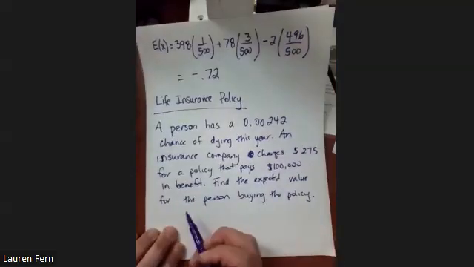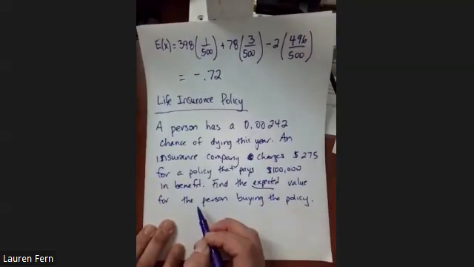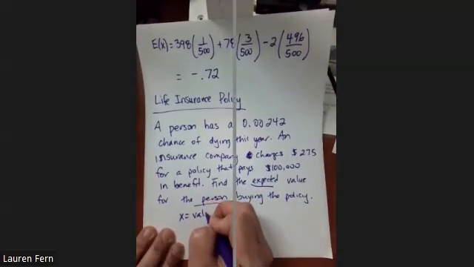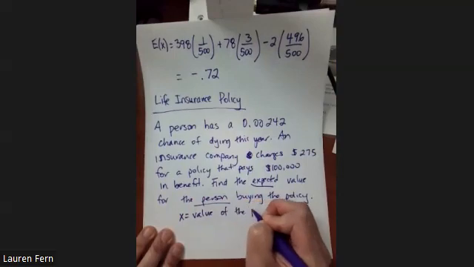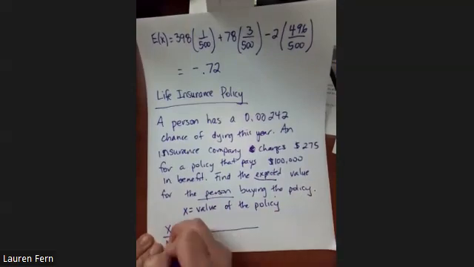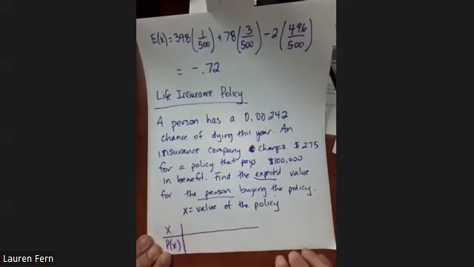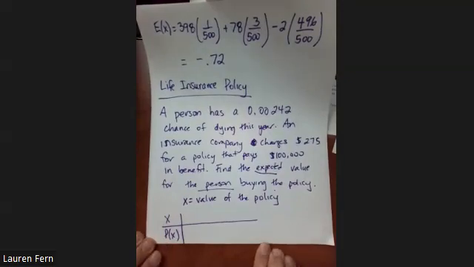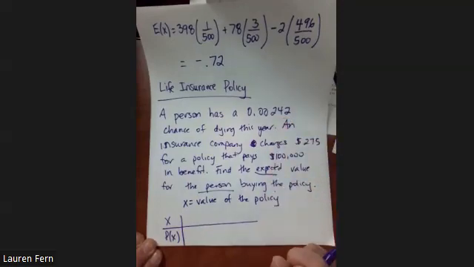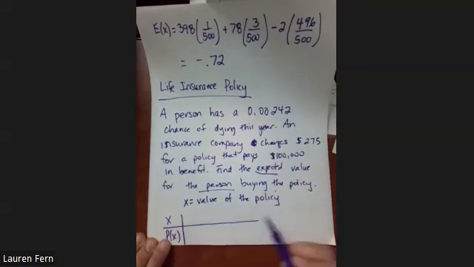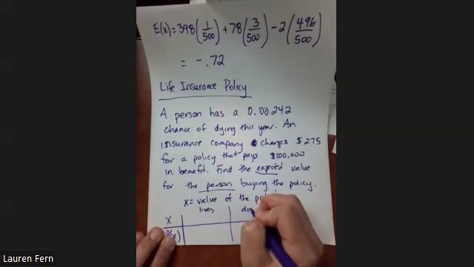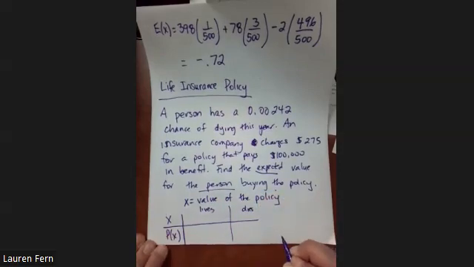Okay. So again, we want to find the expected value, and we're doing it from the person's perspective. So I'm going to let X represent the value of the policy. Well, these probability distribution tables are not very complicated to make. Notice, you're already given the probability, and there's not a lot of variation, right? I mean, there's only 2 scenarios here. Either the person lives or the person dies. Y'all agree?